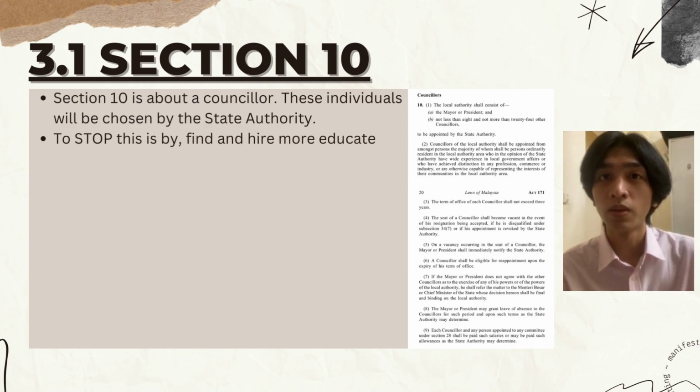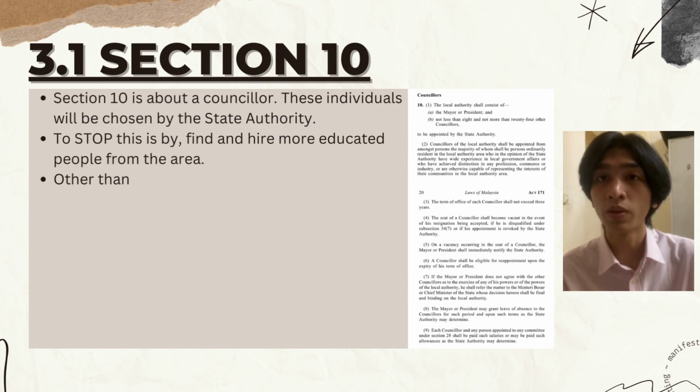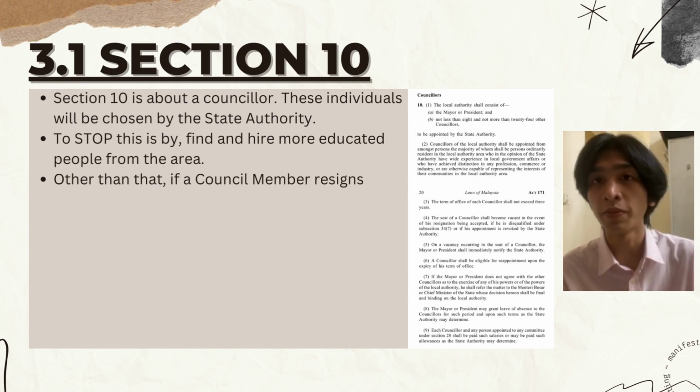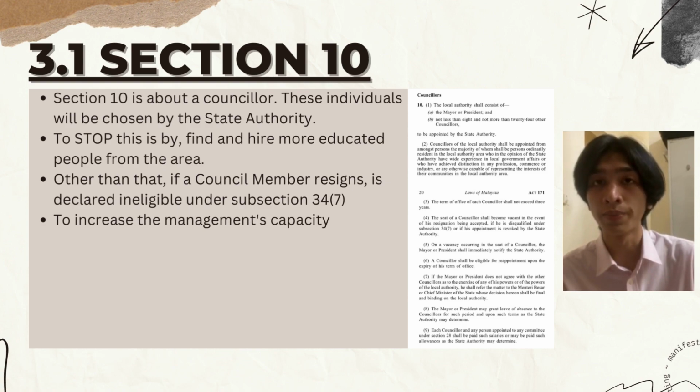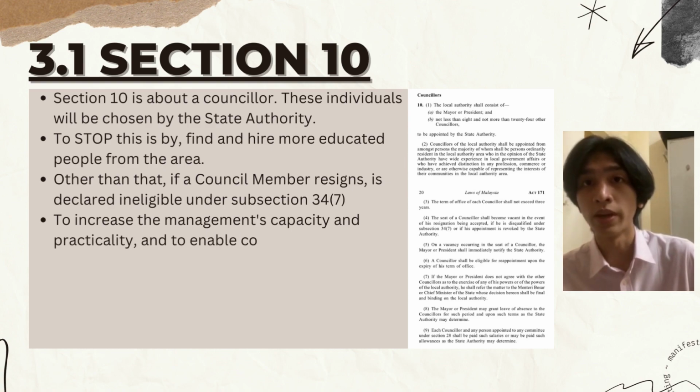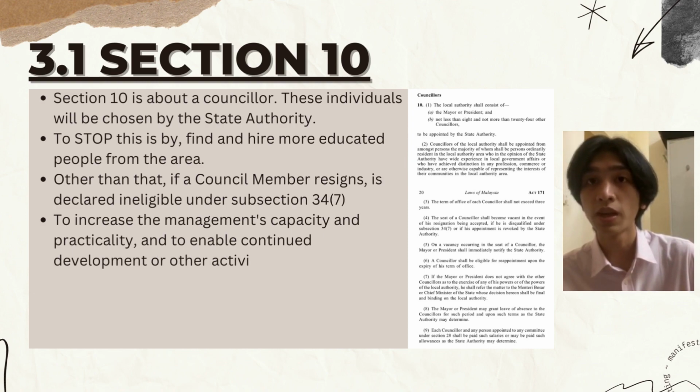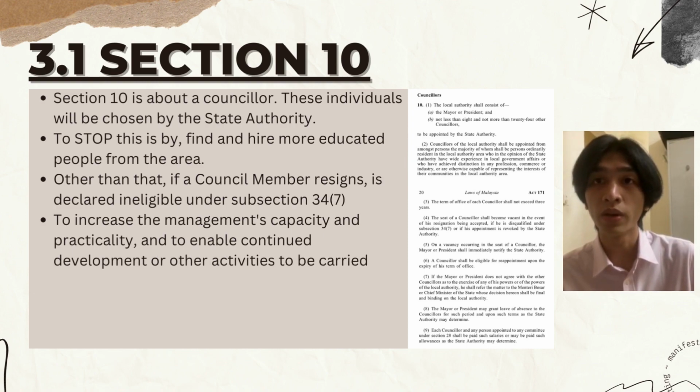The state government or the state authority shall appoint council members from among those who, in the opinion of the state authority, have extensive experience in local government affairs or who have distinguished themselves in any profession, business or industry, or who are otherwise qualified to represent the interests of their communities in the local authority area. There are certain parts of this Section 10 from Act 171 that can prevent local government, like councillors, from increasing its effectiveness, and our group analyzed how we can stop this.